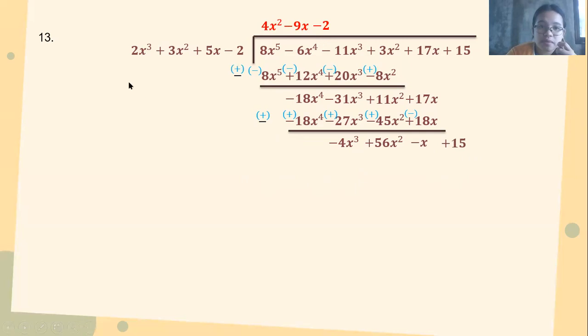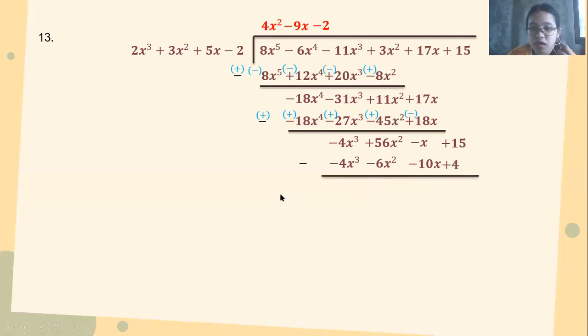Negative 2 times 2x cubed is equal to negative 4x cubed. Negative 2 times 3x squared is equal to negative 6x squared. Negative 2 times 5x is equal to negative 10x. Negative 2 times negative 2 is equal to positive 4.